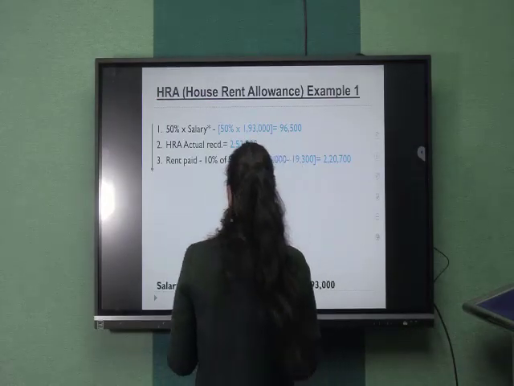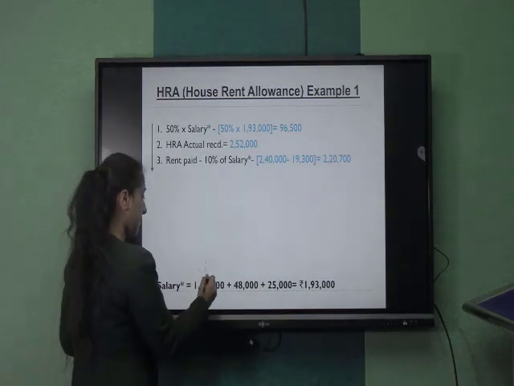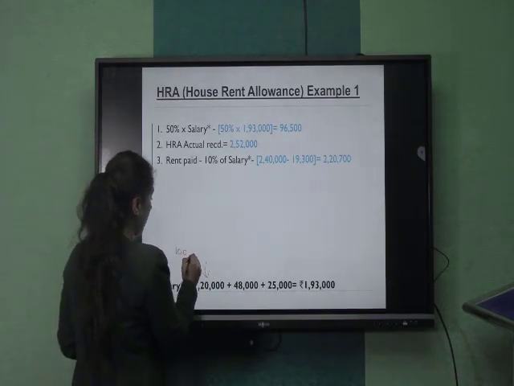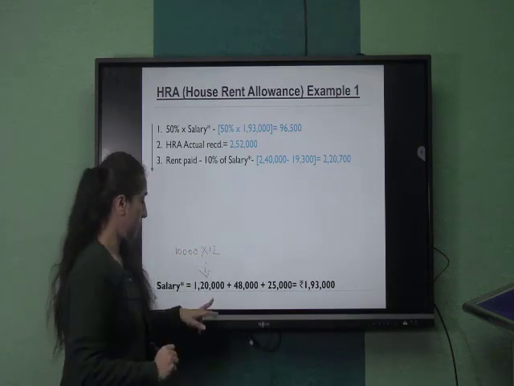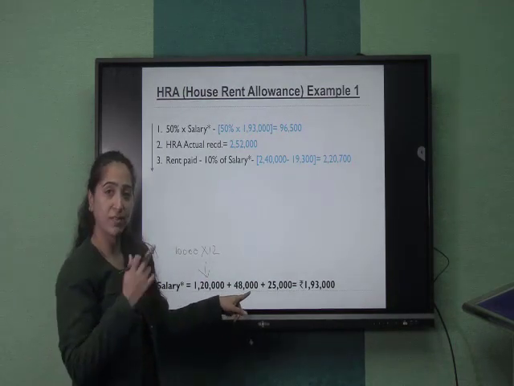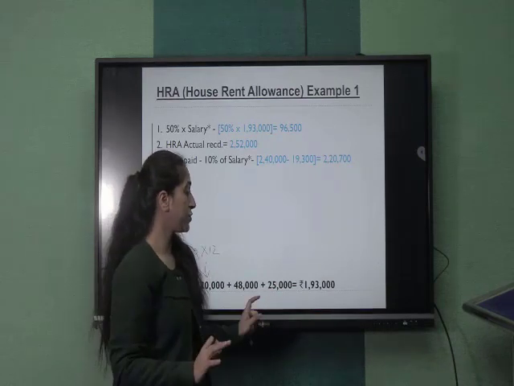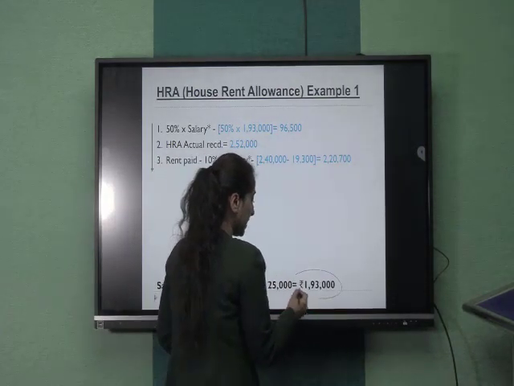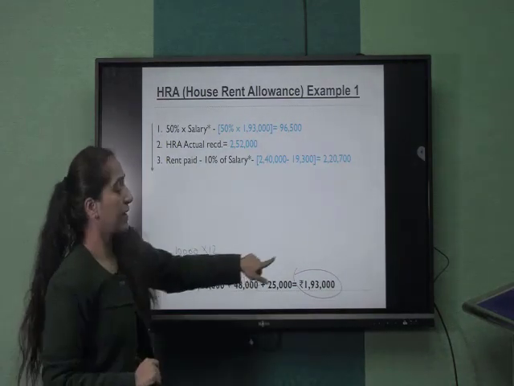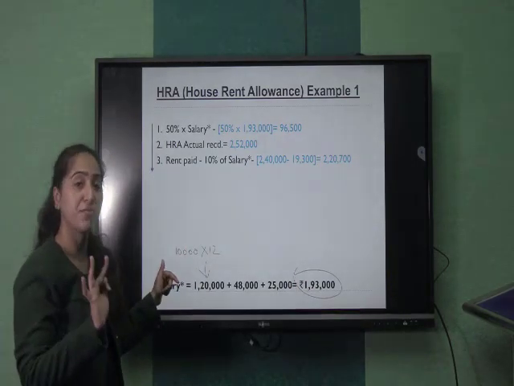We need to add these three figures. So this is the calculation, basic salary here, which is coming out to be 10,000 into 12. So we are going to find out the annual salary here. 4,000 into 12, that is going to be 48,000, and 25,000 is given to us as commission. So our salary comes out to be 1,93,000. Now, after calculating the salary for HRA calculation, now we can find out those three figures.